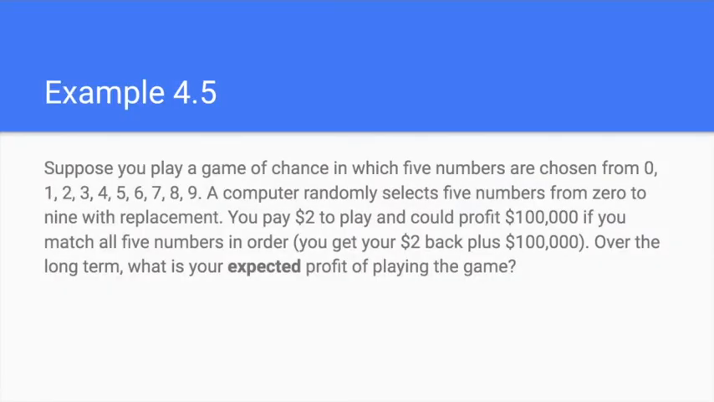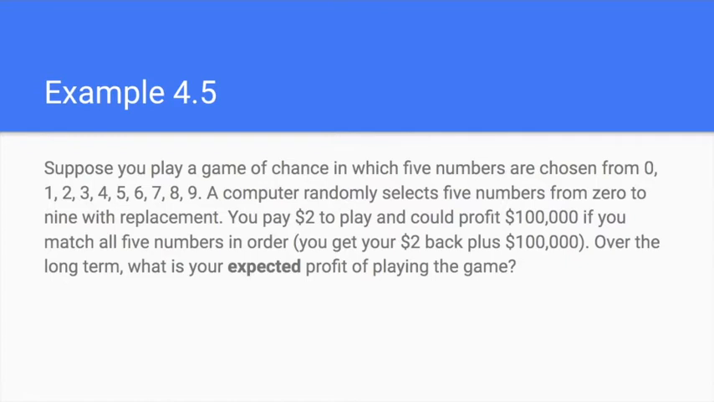For example 4.5, we're going to do something similar, except we have a few little differences. One is we only have 2 possibilities. Here we either win or we lose. This is a game of chance where you're selecting 5 numbers from 0 to 9, and if you match the 5 numbers in order, then you win. It costs $2 to play. You get $100,000 profit if you win, so you get your $2 back plus you get $100,000. And we want to find the long-term expected profit if you play this game over and over and over again.